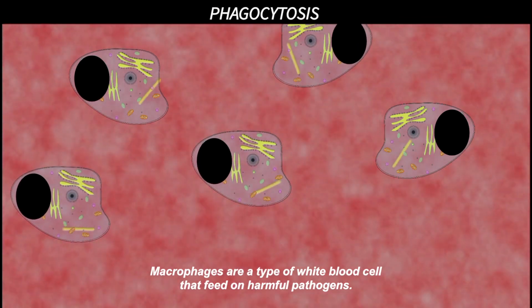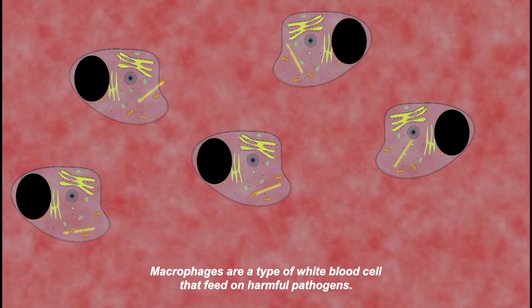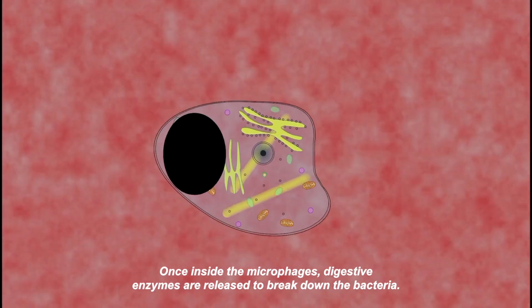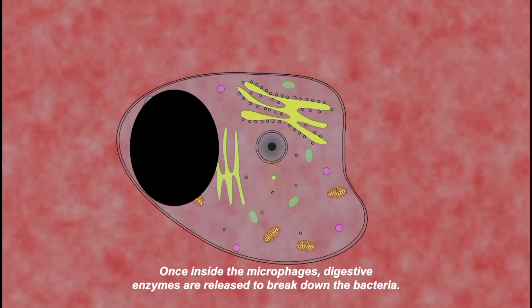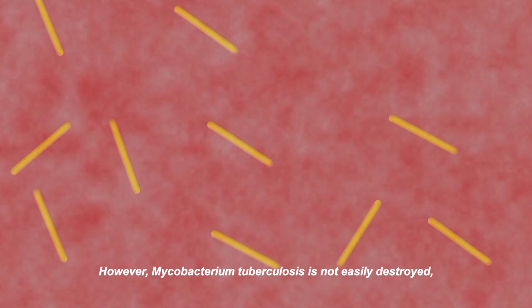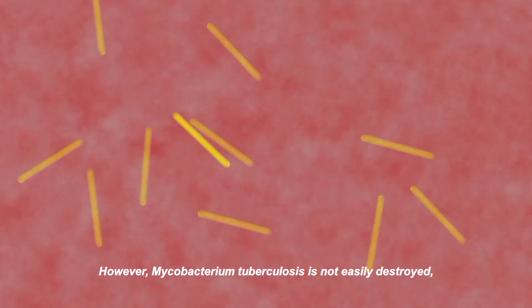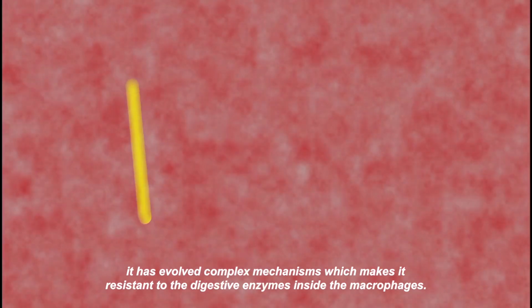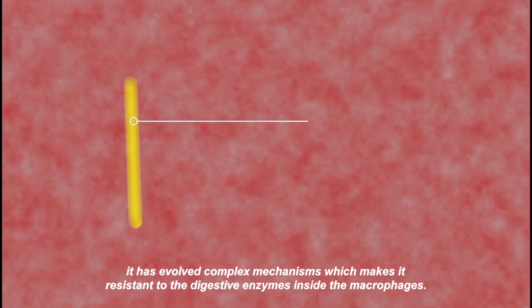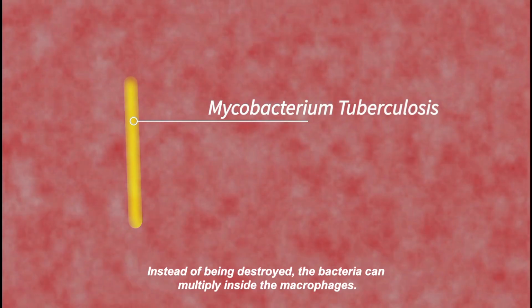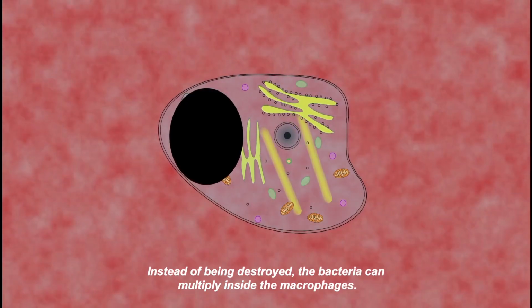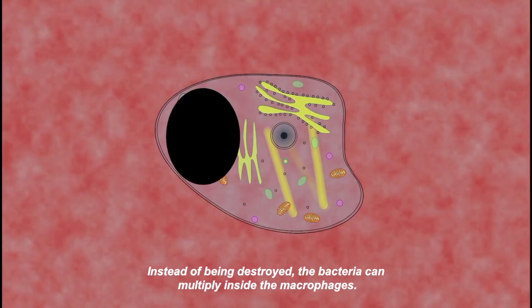Macrophages are a type of white blood cell that feed on harmful pathogens. Once inside the macrophages, digestive enzymes are released to break down the bacteria. However, Mycobacterium tuberculosis is not easily destroyed. It has evolved complex mechanisms, which makes it resistant to the digestive enzymes inside the macrophages. Instead of being destroyed, the bacteria can multiply inside the macrophages.